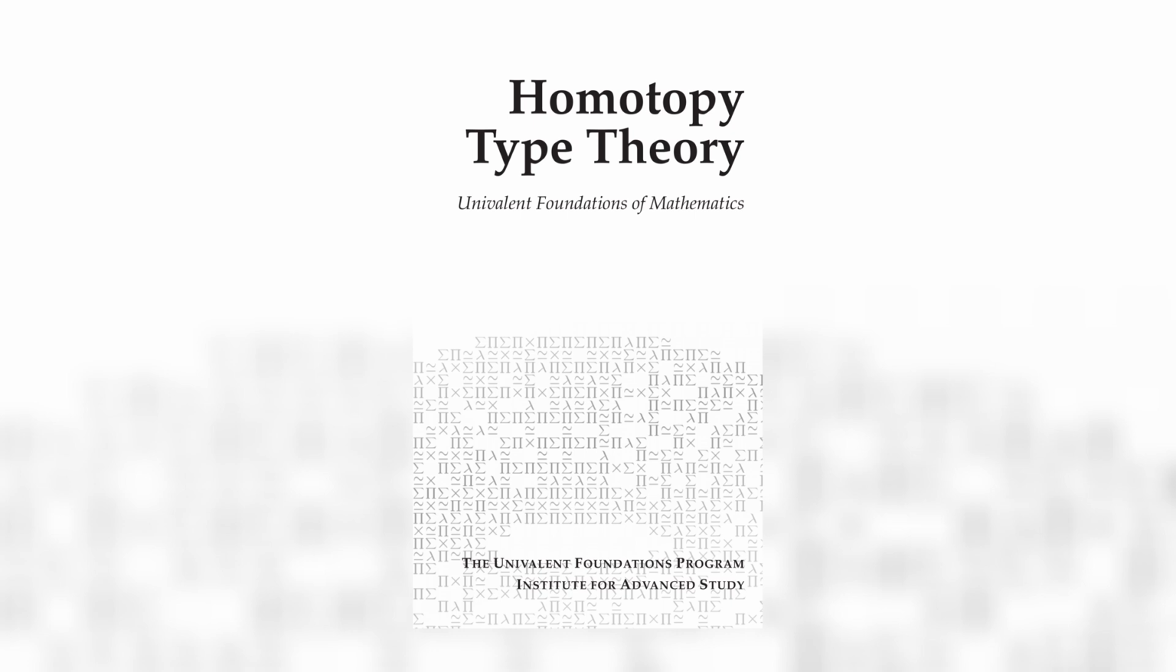A space is its type of points. A path is a proof of identity. A homotopy is a path between paths, and the entire tower is generated for free by the rules of the identity type. That single move makes homotopy theory synthetic.